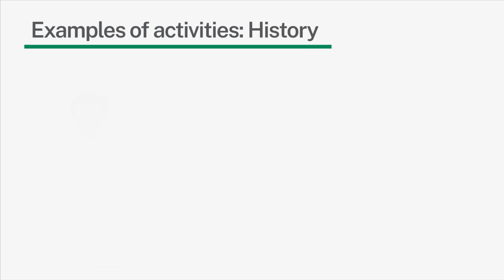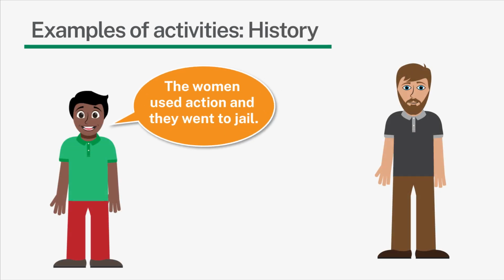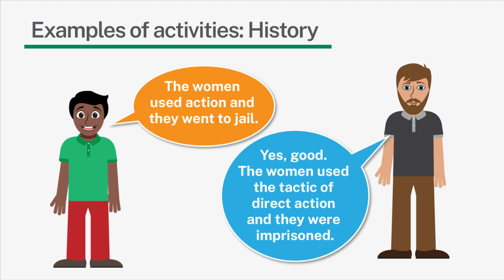Recounting in history. Learner: the women used action and they went to jail. Teacher: yes, good. The women used the tactic of direct action, and they were imprisoned.